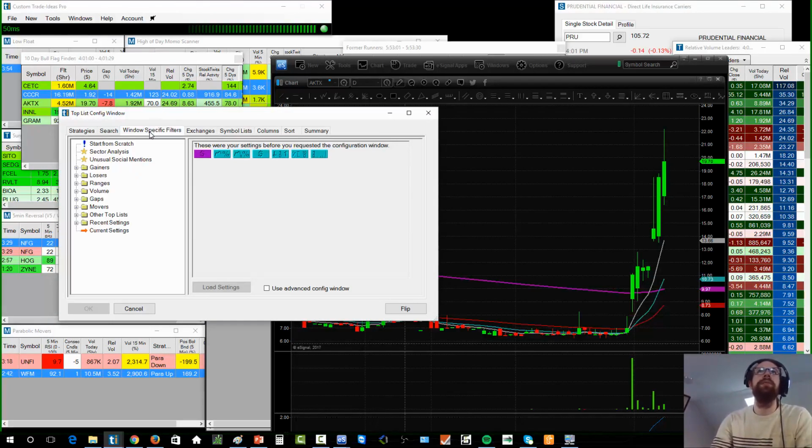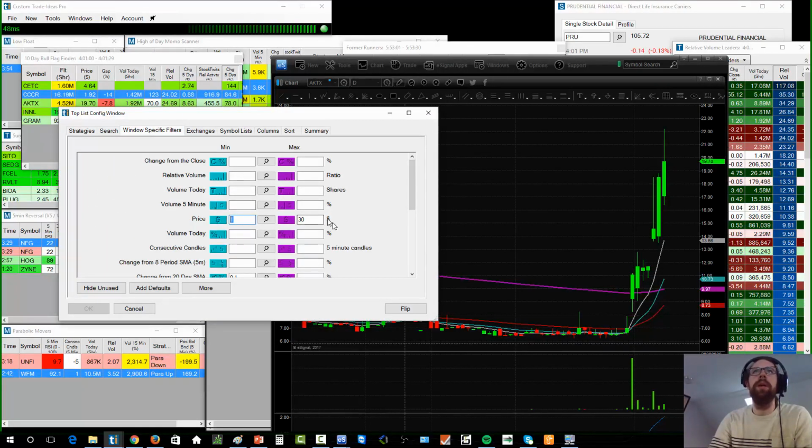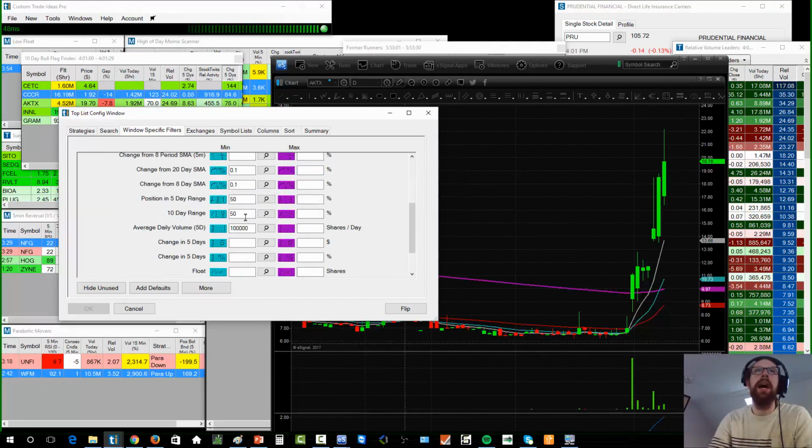So if I look at the window-specific filters, I'm looking for the price between 1 and 30, and I want to see that the stock's 10-day range is at least 50%. That means it's moved up or down 50%. That's a big range. The 5-day position has to be at least at the 50% mark. It can't be below its 50% range in the last 5 days. So, if it went from 10 to 20, it can't go below 15. And the fact that it went from 10 to 20 tells us that its 10-day range is actually 100%, which is great. The change from the 8-day moving average and from the 20-day should be simply above. We don't want to see it below those moving averages.